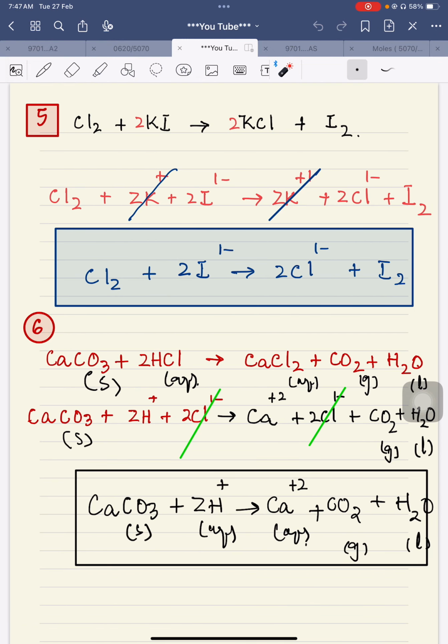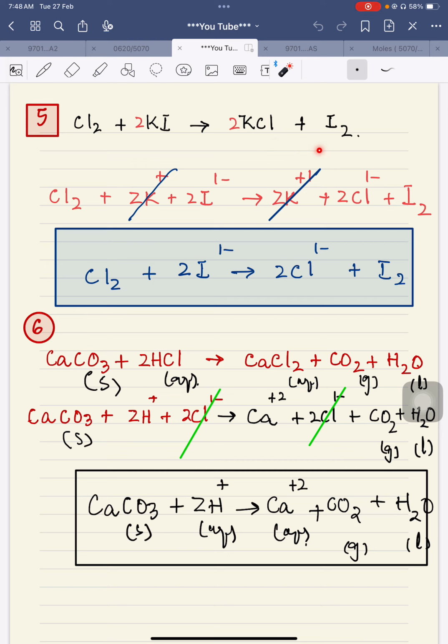It is the equation between Cl2 and KI reaction. Cl2, chlorine, is considered insoluble and potassium iodide is considered soluble. Why is it so? Because potassium compounds are soluble in water. This reaction is a displacement reaction. Why? Because Cl2 is more reactive as compared to I. Hence, Cl2 is going to replace I from its compound. It is going to make its own compound and I2 will come out of the compound.